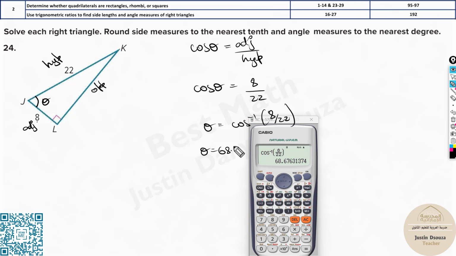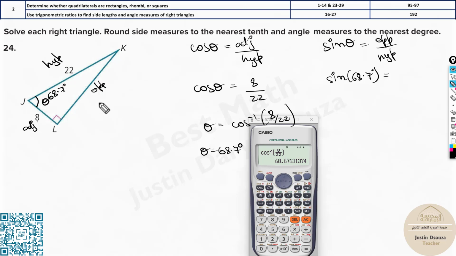Theta is 68.7 degrees. Now we know this is 68.7. Now, instead of finding the other angle, I'll find the opposite side. Now I'll change the formula from cosine theta to sine theta. Why? Because over here now I can find opposite by hypotenuse, right? Sine theta, or you can use tan theta as well. It's up to you. I'll just use sine theta, and now here it's sine of 68.7 degrees.